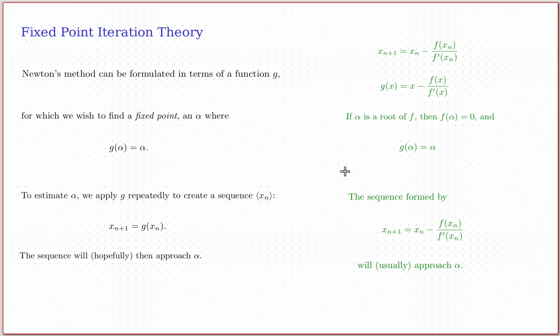And so, from the abstract point of view, we have a function g that we use to refine our guesses. At each step, we take our previous guess and apply g. We're looking for a fixed point, some point alpha where g of alpha is equal to alpha, and to estimate alpha, we keep applying the function g repeatedly to form a sequence of xn's, so xn plus 1 is equal to g of xn. And hopefully the sequence formed this way will in fact approach alpha.